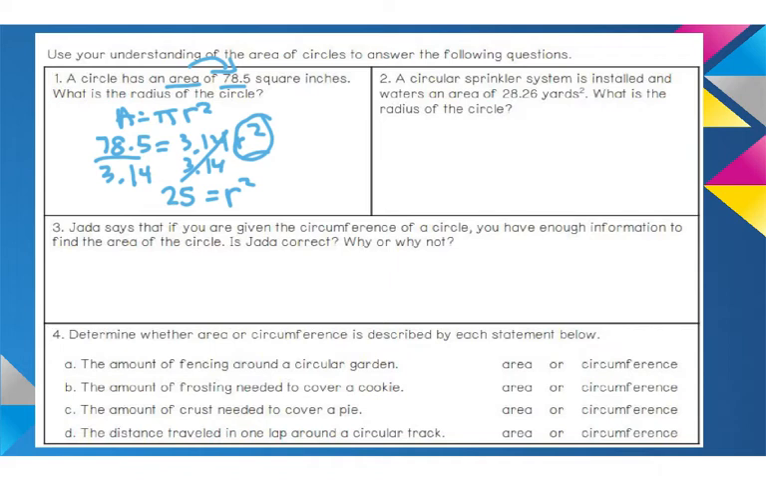On number 2, it says a circular sprinkler system is installed and waters an area of 28.26 yards squared. What is the radius of the circle? So here again, we have the total area of 28.26 yards squared. We're going to plug that into our formula where area equals pi times radius squared. So our area this time is 28.26.